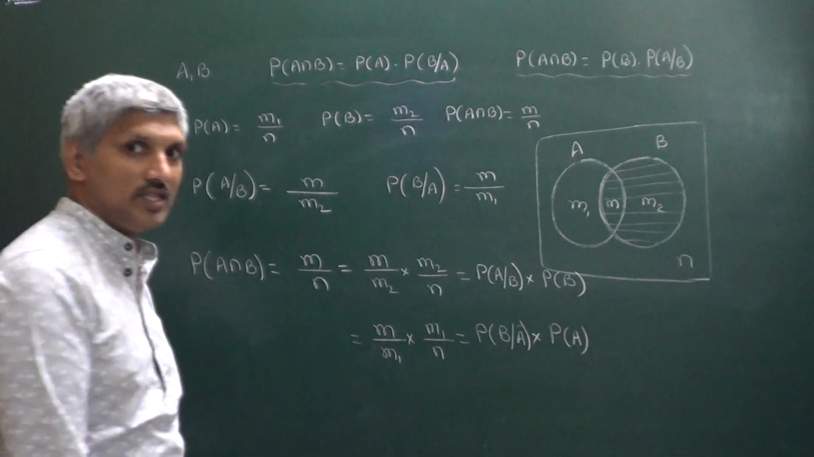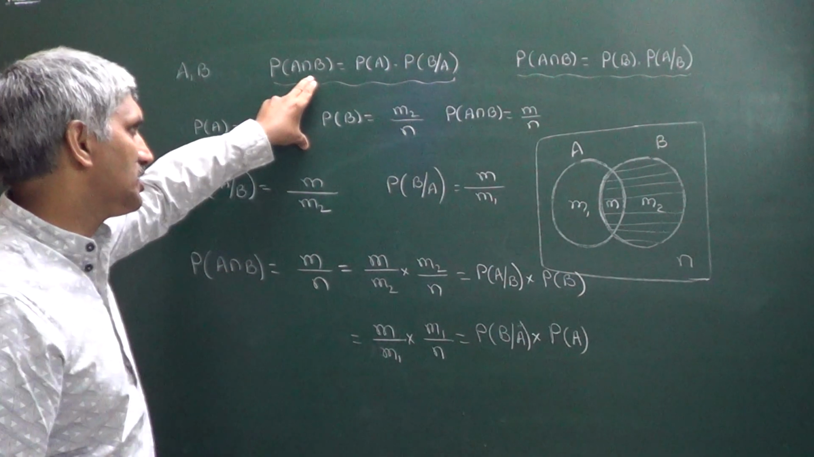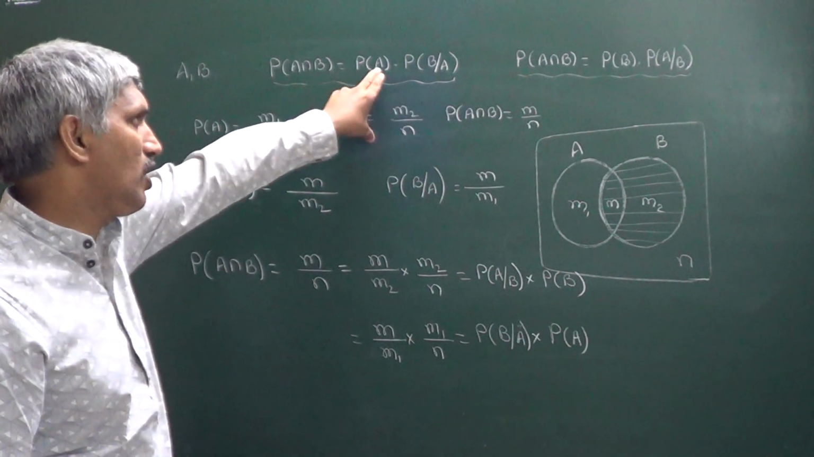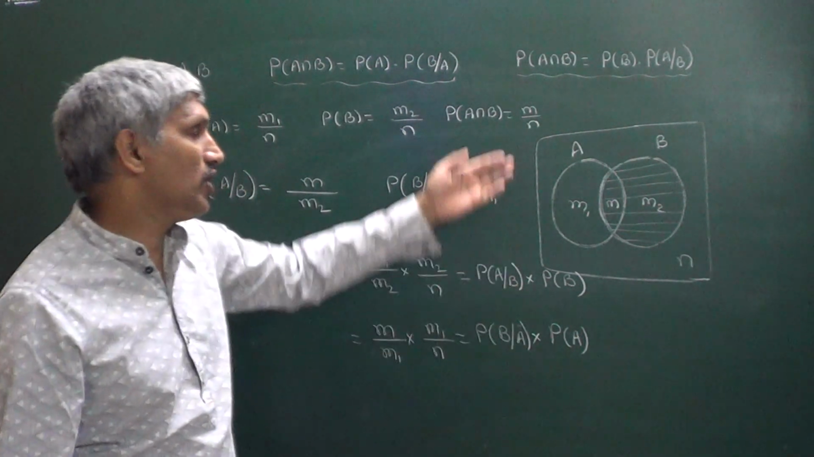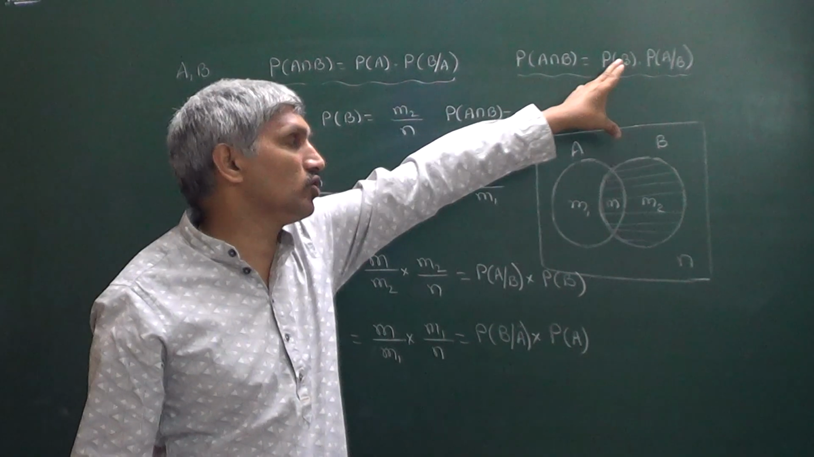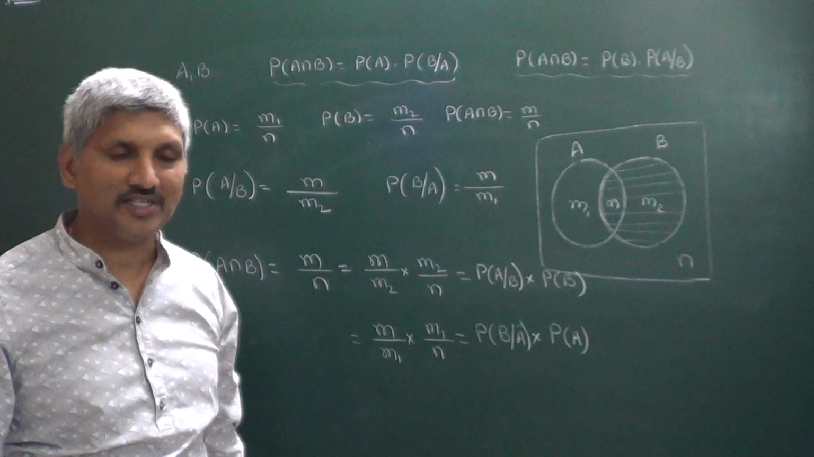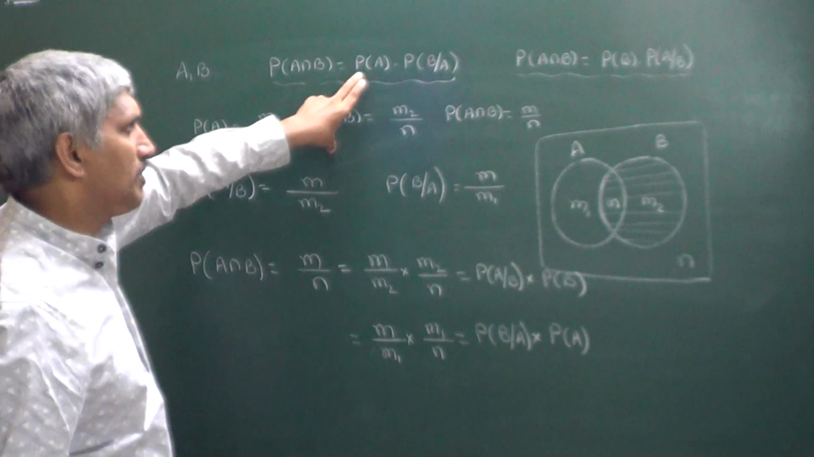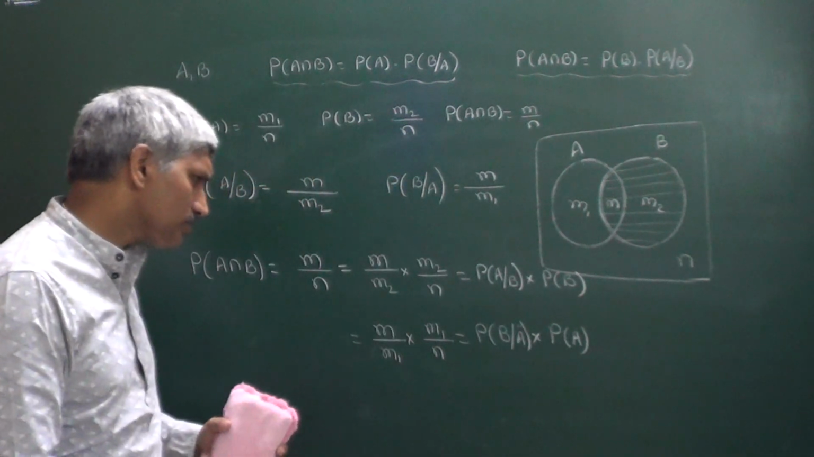So that's what the multiplication theorem on probability says. P of A intersection B is equal to P of A into P of B by A. That's what we got here. P of A intersection B is equal to P of B into P of A by B. That's what we got here, right? So in both the cases here, P of A not equal to 0. That's what we discussed here.